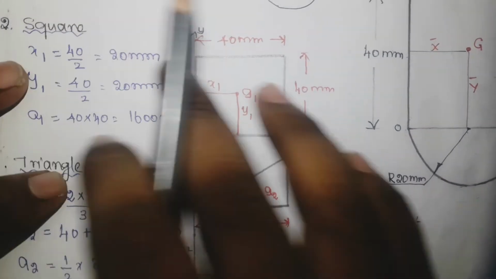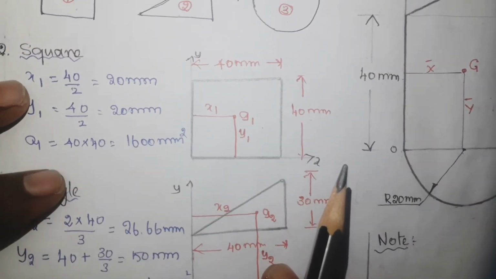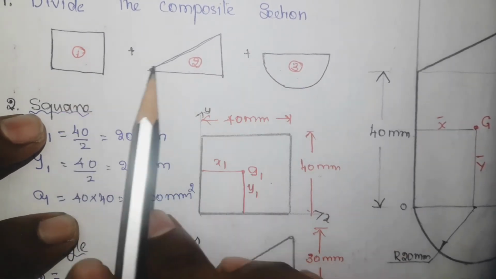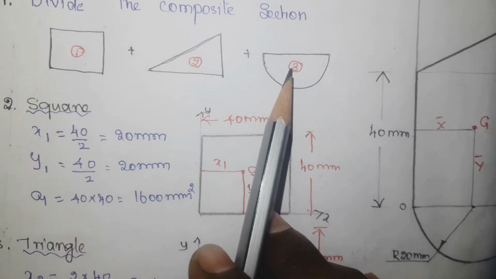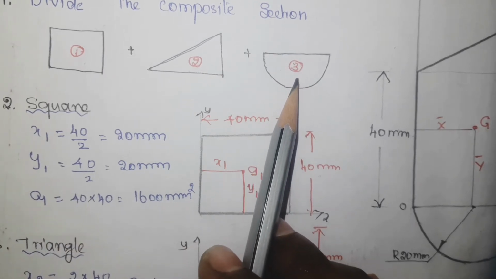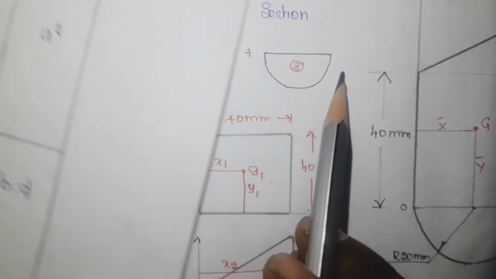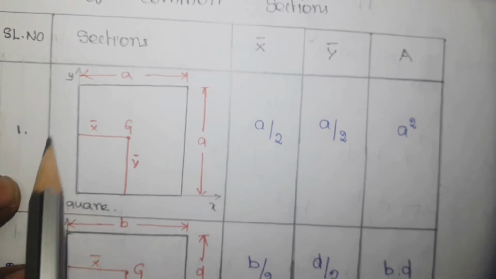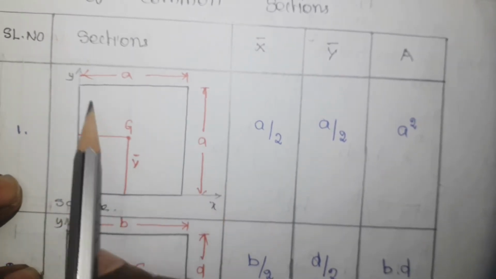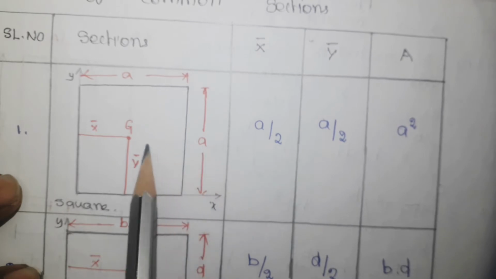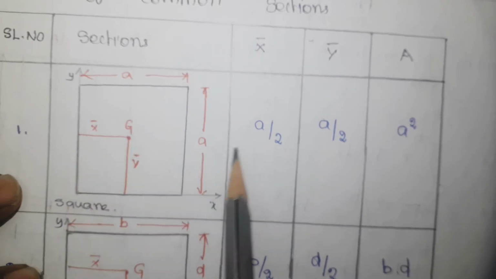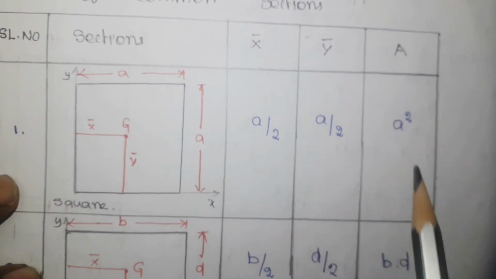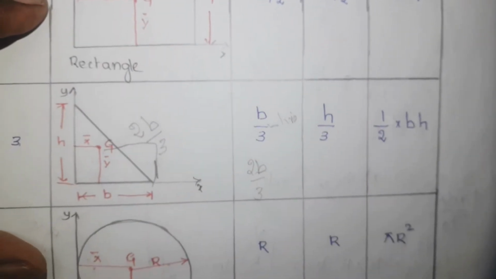And after dividing the composite section, then you have to know the centroid for these three objects. Okay, if you do not know, you have to memorize the formulas. Now I will show you the formula. First let me show you the square. Okay, so this is y-axis, this is x-axis, this is the square of side a. Now this is the centroid. Now x bar equal to a by 2 and y bar equal to again a by 2, and area is a square.